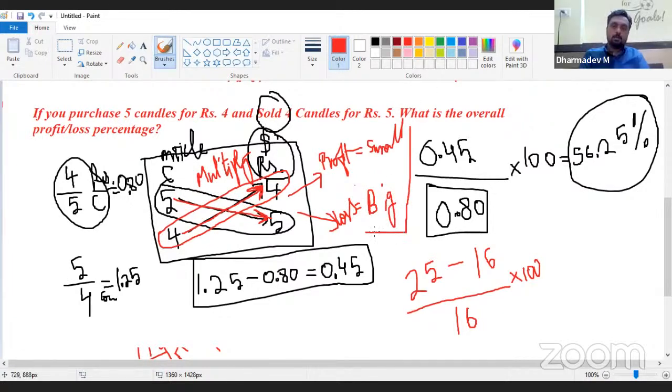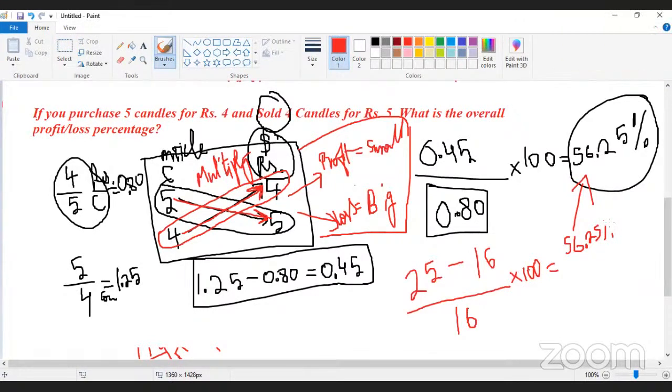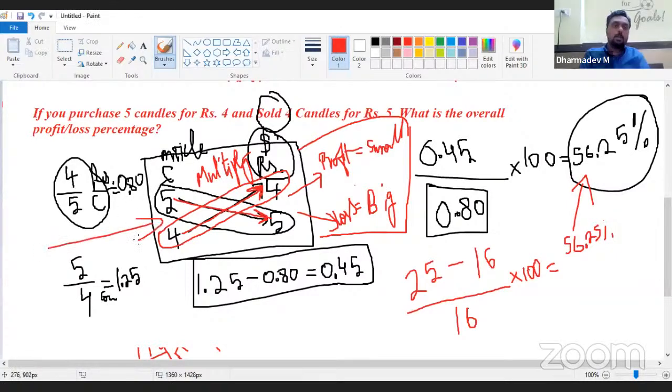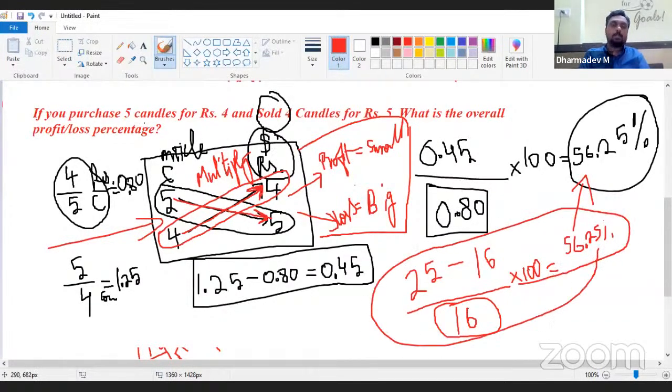Understood? Yes, sir. Okay, so times 100. So that is 9 by 16 times 100. Again, you're going to get the same 56.25%. You will not get anything else. It would be the same. Either method, use it. I'm always teaching you 2 methods so that in case you miss out somewhere, you would be able to do the other one. This is just a trick, not much logic. Cross multiply them, subtract, write the smaller value and multiply by 100. You will get it for these kinds of questions alone.